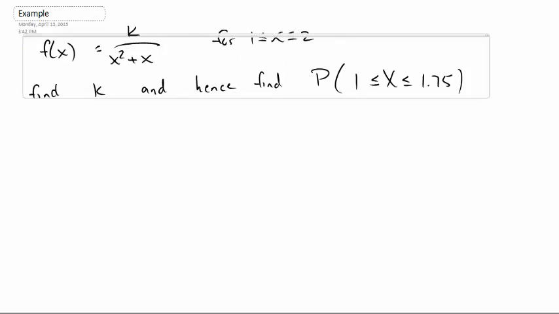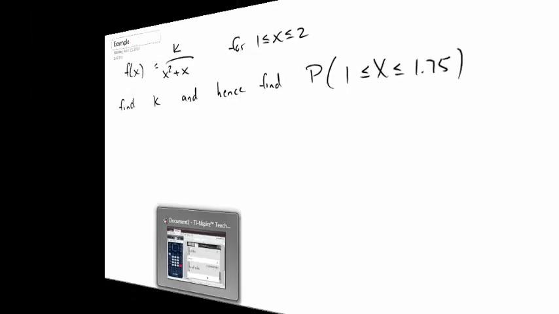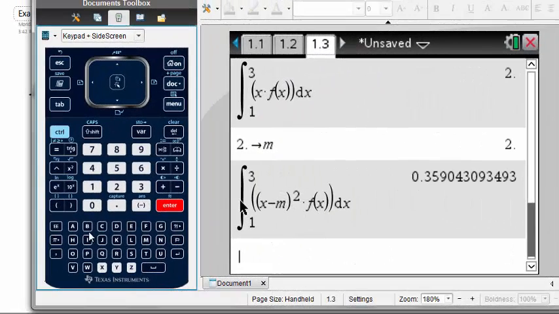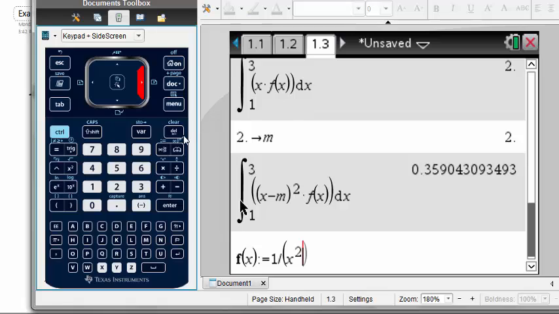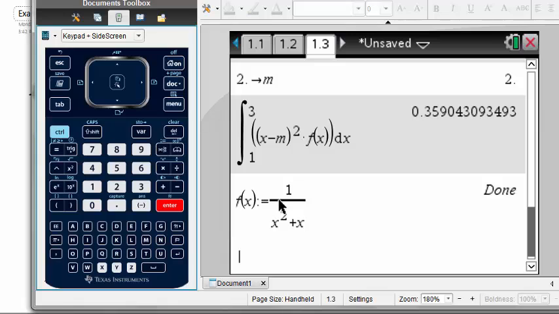And we need to solve this function for k first. This is very similar to the previous example, but I'm going to show you a slightly different way to do it in our graphing calculator. So we're going to define a function. I'm going to redefine f of x as being 1 over x squared plus x. It says done. So I've redefined f of x.